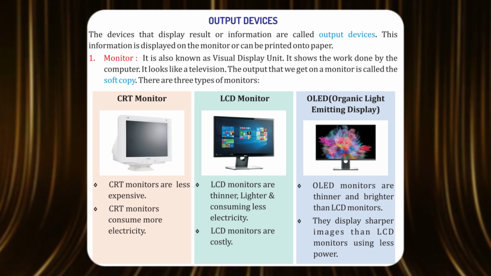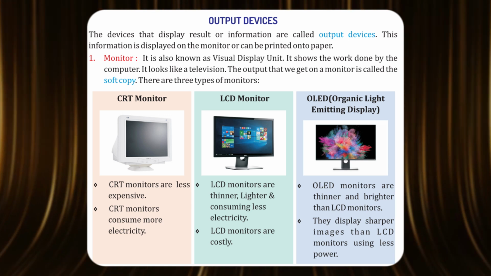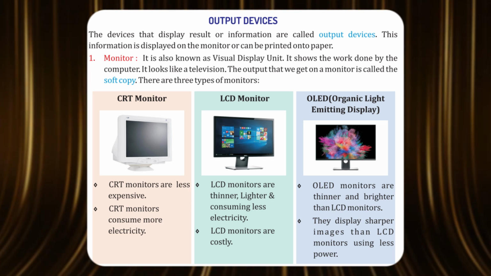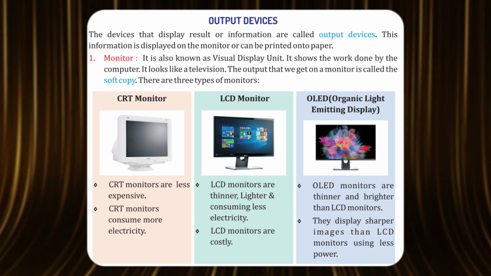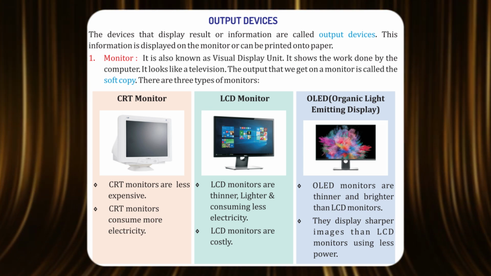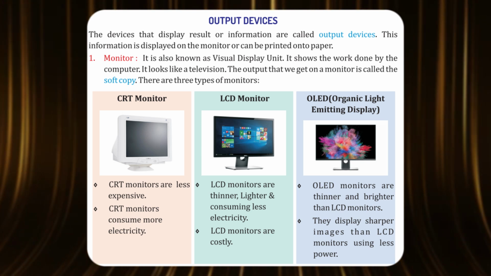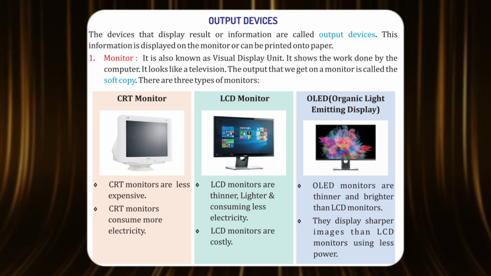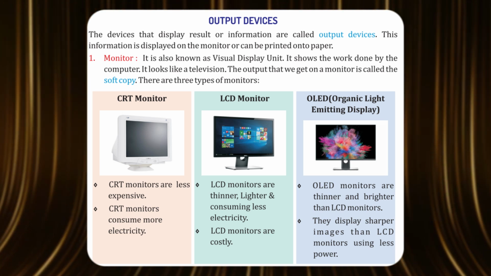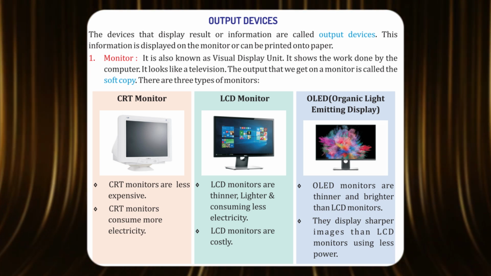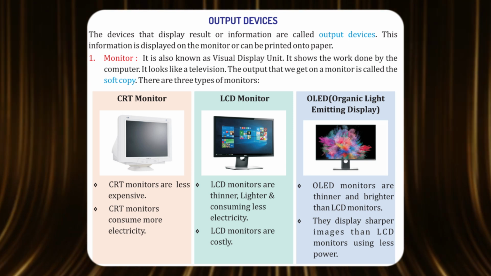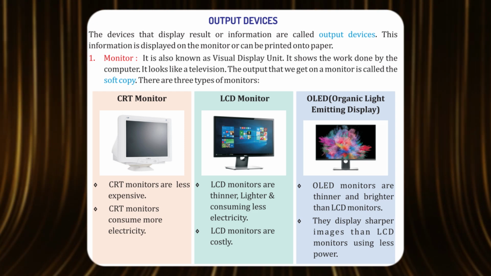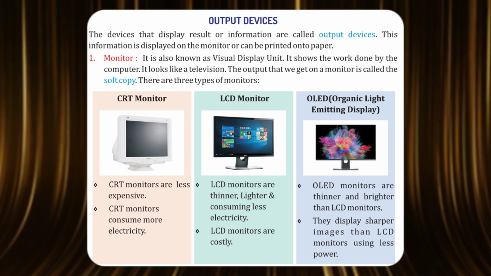CRT monitor. CRT monitors are less expensive. CRT monitors consume more electricity. LCD monitor. LCD monitors are thinner, lighter and consume less electricity. LCD monitors are costly. OLED, organic light emitting display. OLED monitors are thinner and brighter than LCD monitors. They display sharper images than LCD monitors using less power.